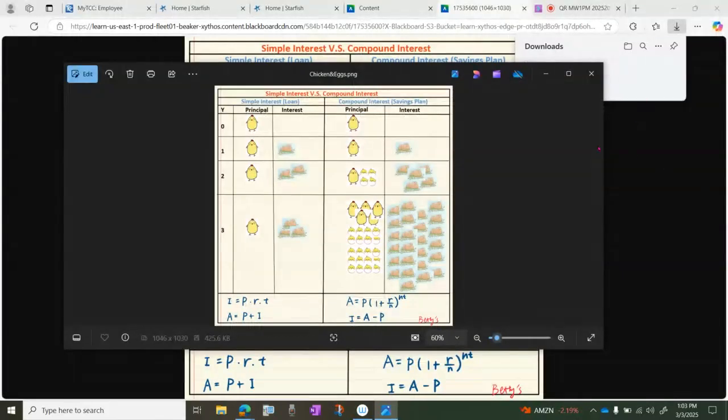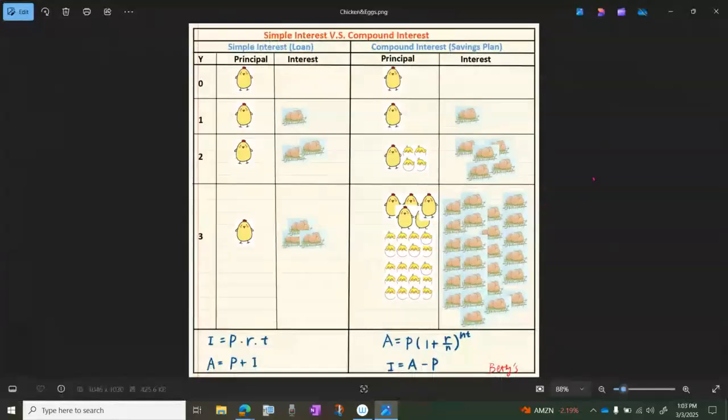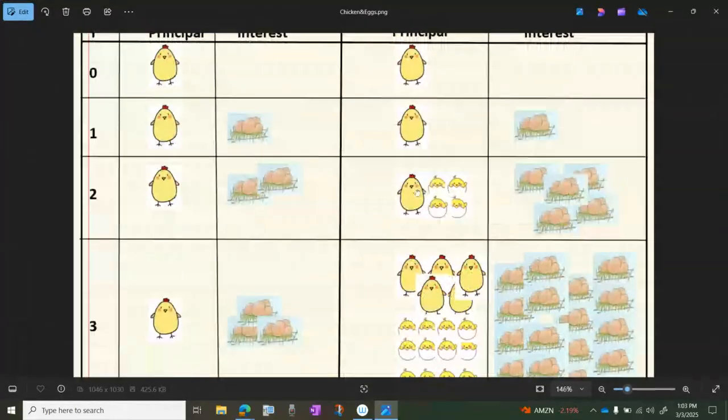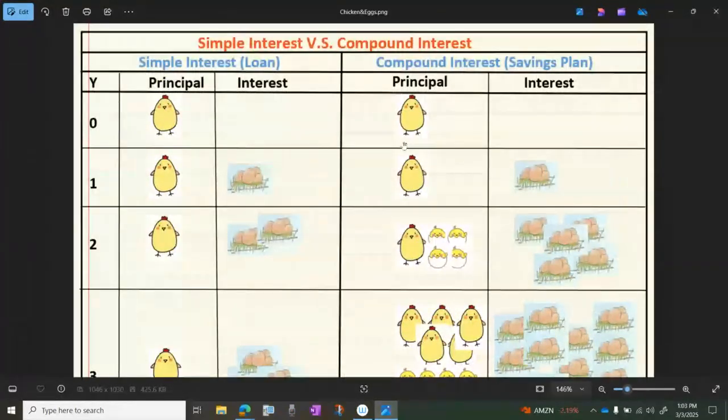Okay. So today we cover simple interest and compound interest. We focus on understanding the idea behind each type of interest and the difference between simple interest and compound interest. All right. So let's look at my table note here.